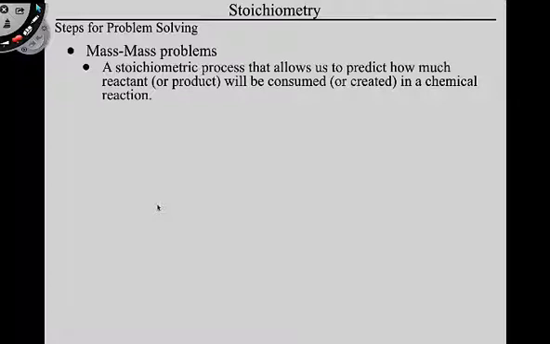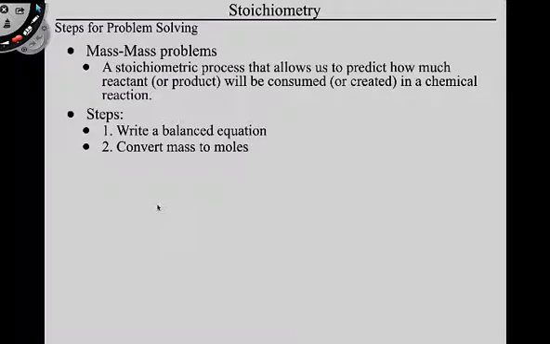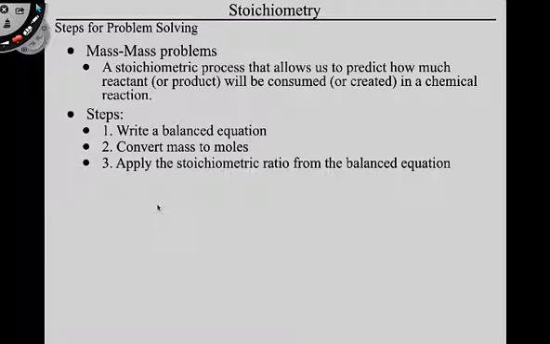So guys, the steps go like this. Step number 1 is what we've learned in this unit. Write a balanced equation. Then steps numbers 2, 3, and 4 are what we learned in the last unit, the dimensional analysis. So write a balanced equation, then convert mass to moles, apply the stoichiometric ratio, and then convert moles to grams.